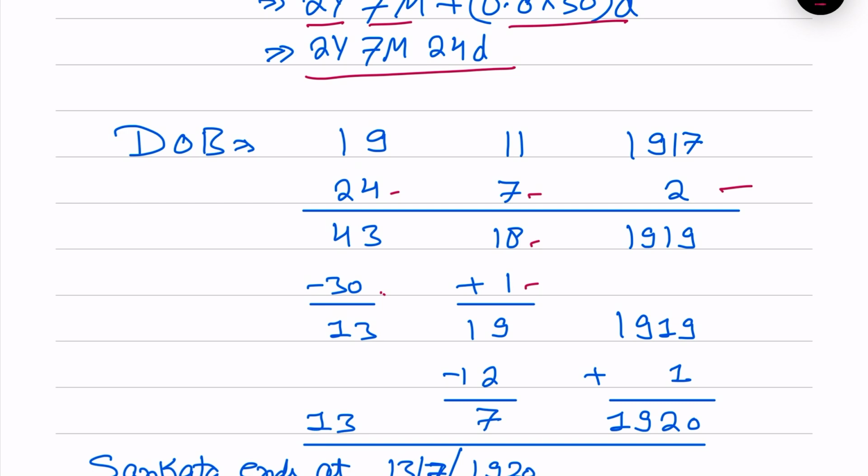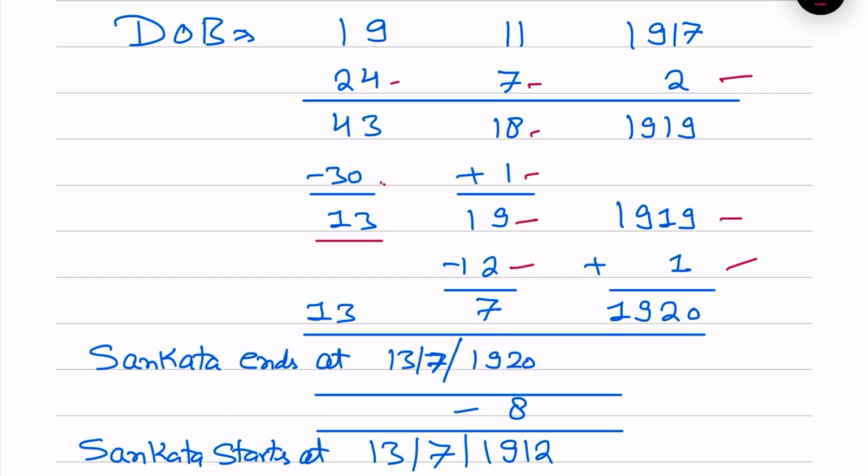So we added here. So we get 30, then it is 1990. Since the month value is also greater than 12, we subtract 12 from it and we get 7, and then we add that into the year value. So the end date of Sankata is 13/7/1920.